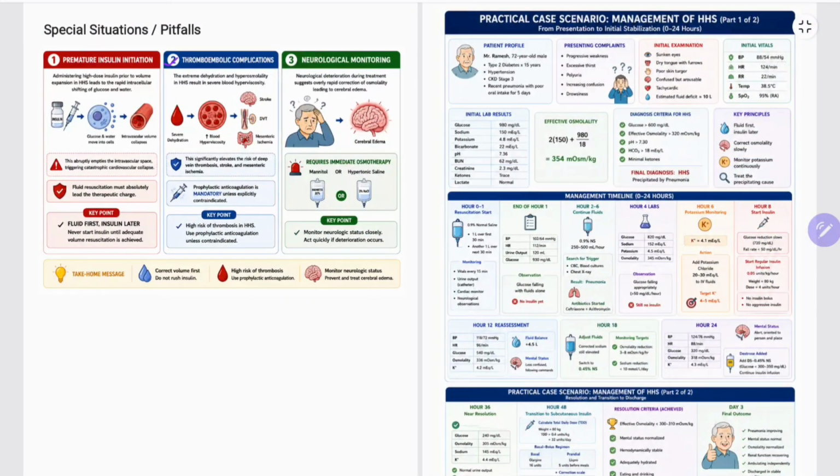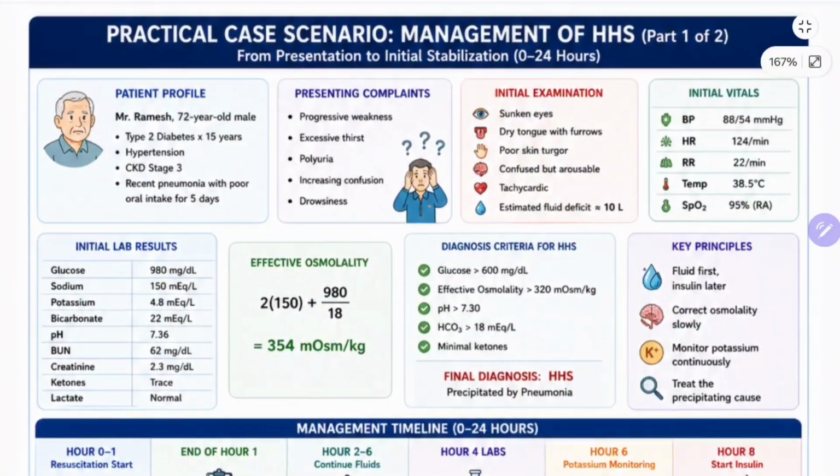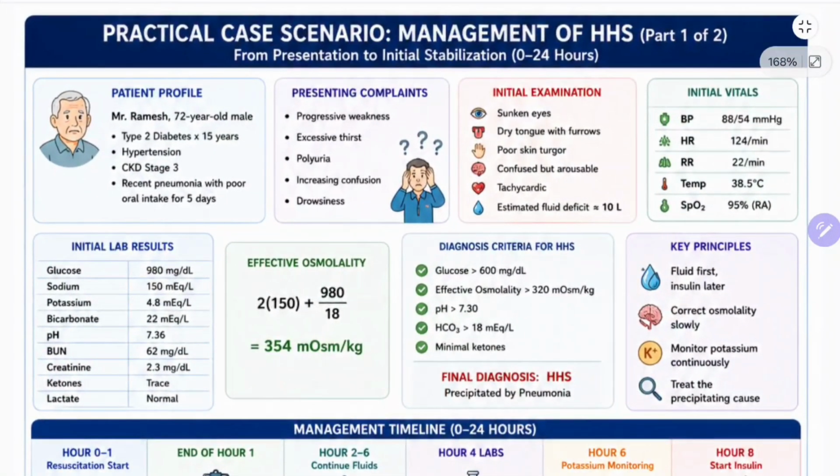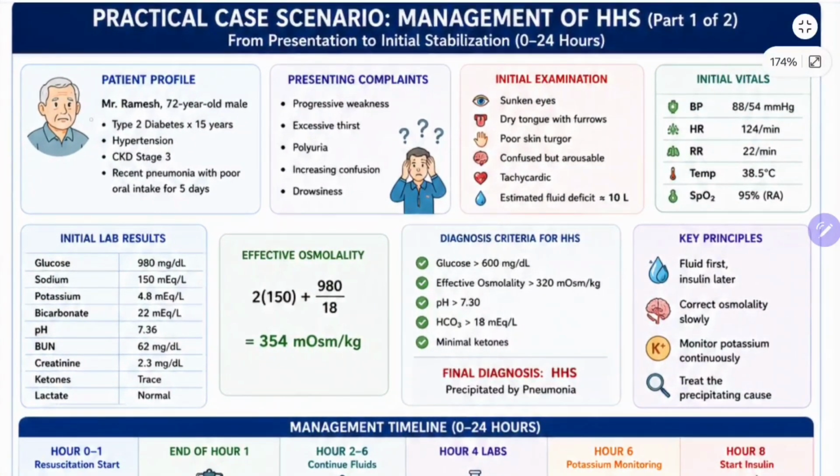Now we will come to a practical case scenario of management of HHS. Okay, now here is a patient named Ramesh, a 72-year-old male with type 2 diabetes mellitus for 15 years, hypertension, CKD stage 3 and recent pneumonia with poor oral intake. See here, this is a very important point. For 5 days recently he had pneumonia with poor oral intake because the thirst mechanism is impaired in elderly individuals.